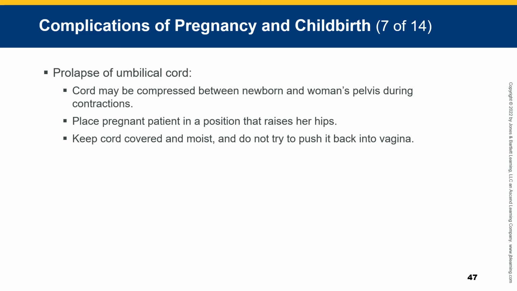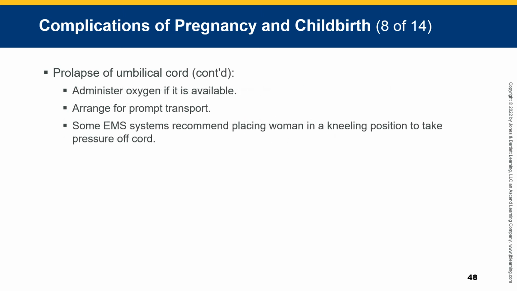On rare occasions, the umbilical cord will appear from the vagina before the fetus is delivered. The cord will be compressed between the newborn and the woman's pelvis during contractions, cutting off the newborn's blood supply. A prolapse of an umbilical cord is a very serious emergency that requires immediate transport. Place the pregnant patient in a position that raises her hips. Keep the cord covered and moist and do not try to push it back into the vagina. Further steps for prolapsed umbilical cord are to administer oxygen if it's available and arrange for rapid transport. Some EMS systems recommend placing the woman in a kneeling position to take pressure off the cord.